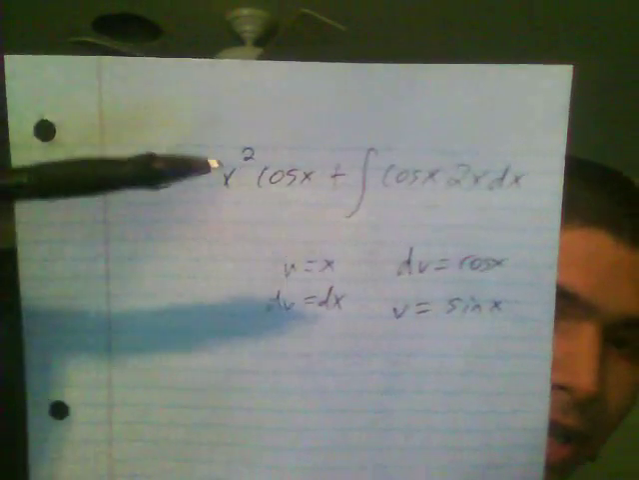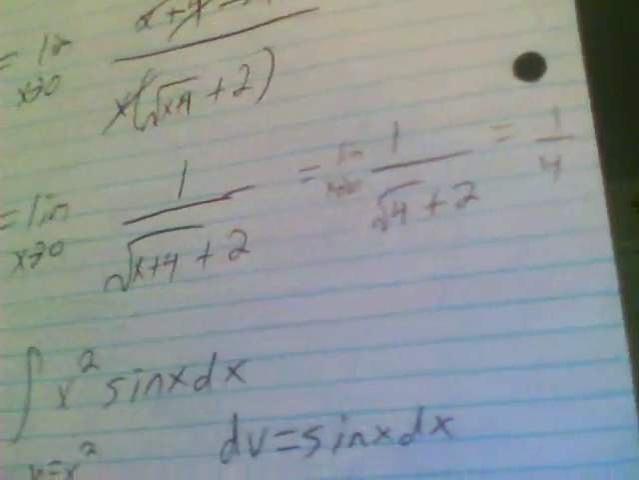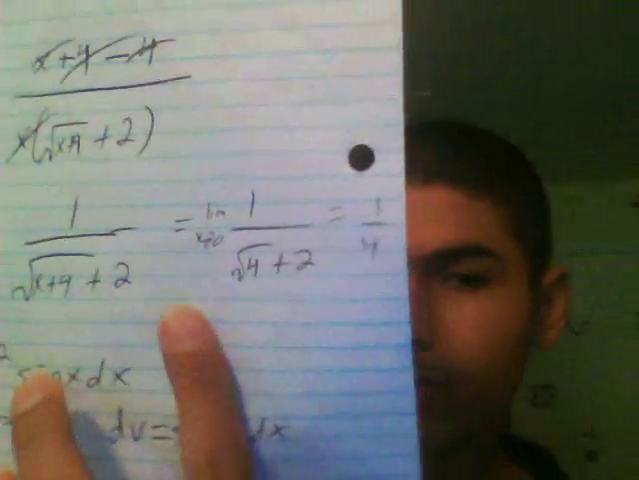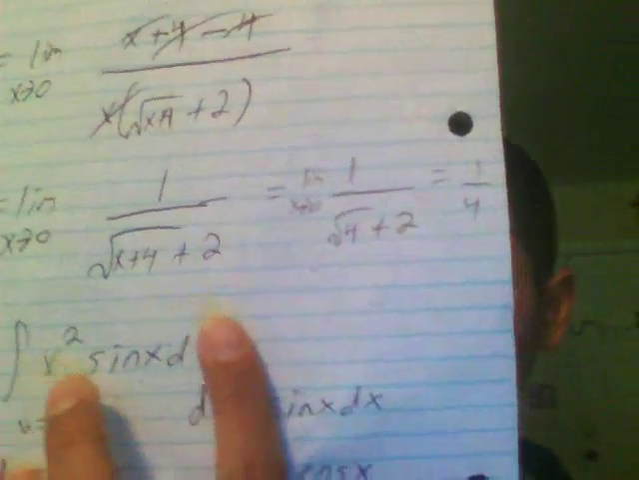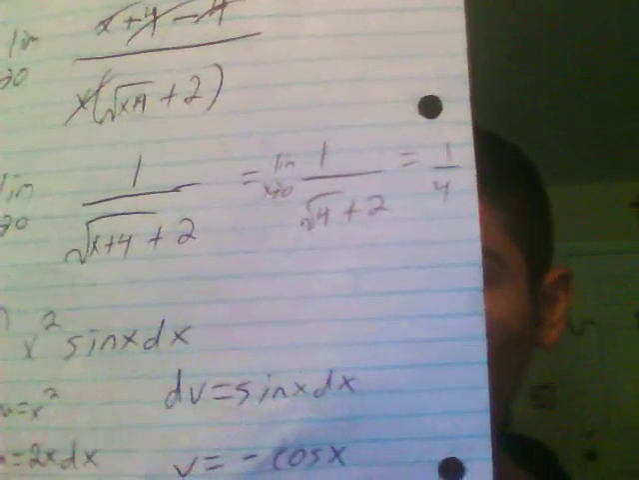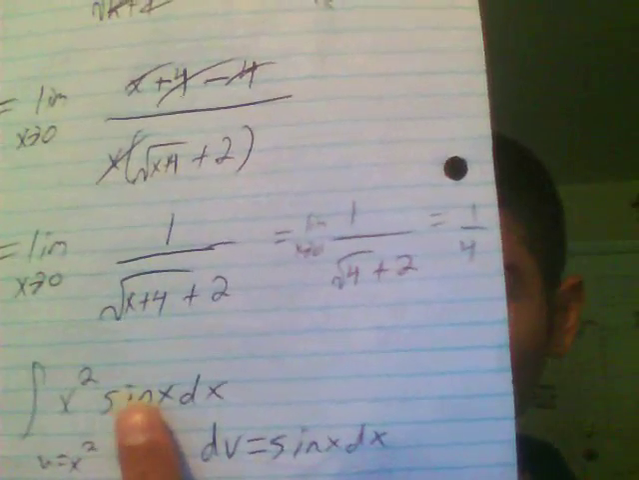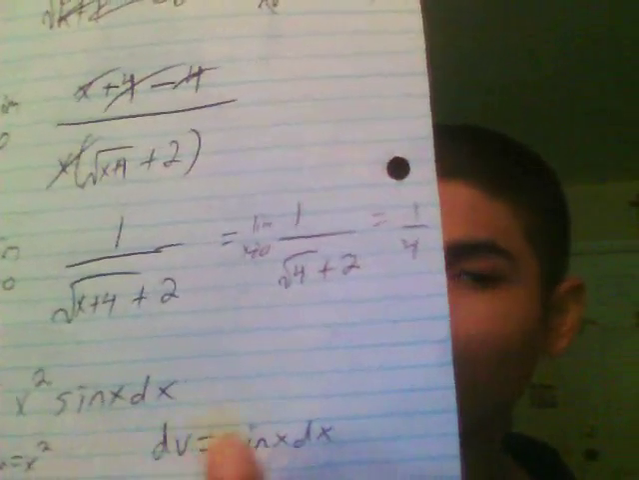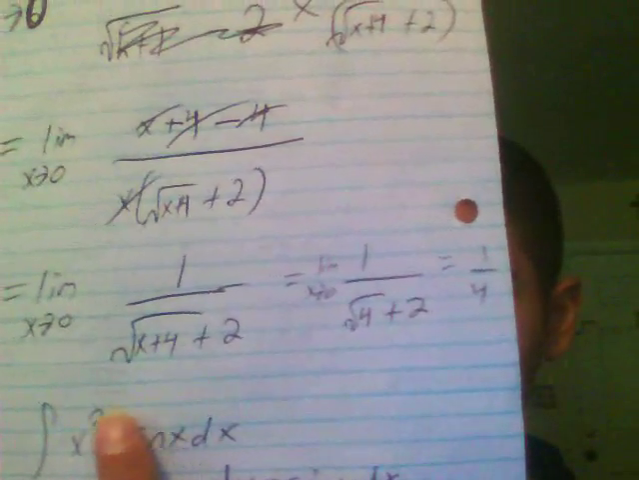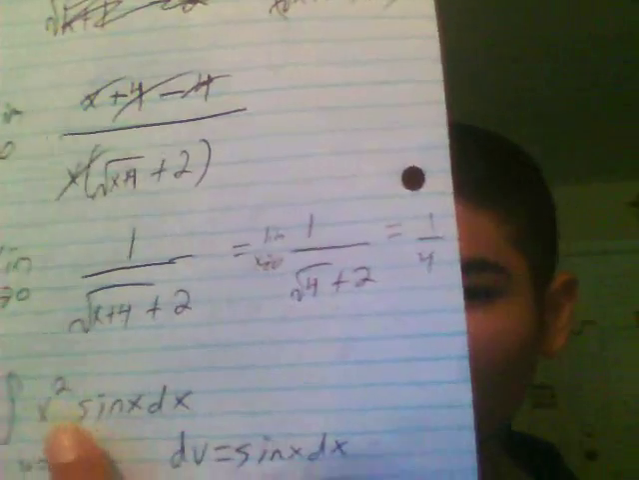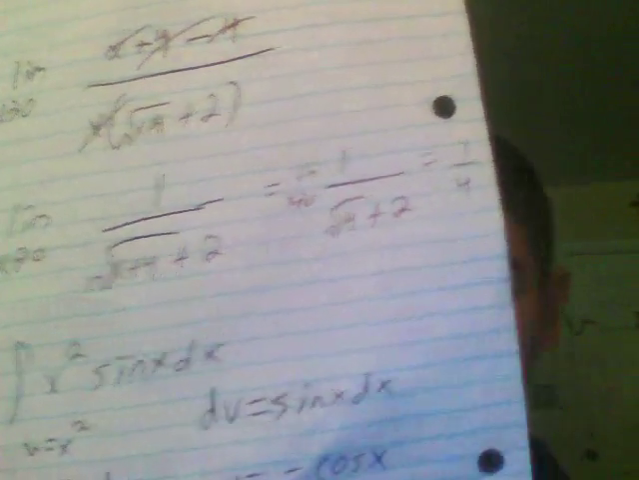Always when you have this type of thing, the x squared sine x, if you have an x squared, make that your u. If you make the sine your u, you'll never be done with the problem. Because that means you'd have to integrate this x squared, which would make x to the third over 3, then x to the fourth, and it'll never end. When you have this, make x squared your u, always. If you don't, you won't be able to finish the problem, ever.